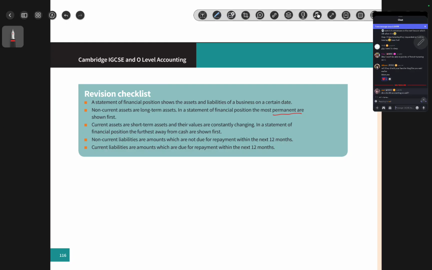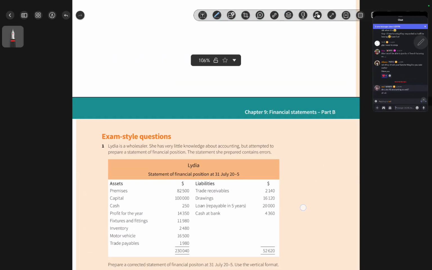Current assets are short-term assets and their values are constantly changing within the year. In a statement of financial position, the furthest away from cash are shown first, which is inventory in most cases. Non-current liabilities are amounts which are not due for repayment within the next 12 months, meaning you have to repay them after 12 months. They last more than 1 year. And current liabilities have to be repaid within the next 12 months.